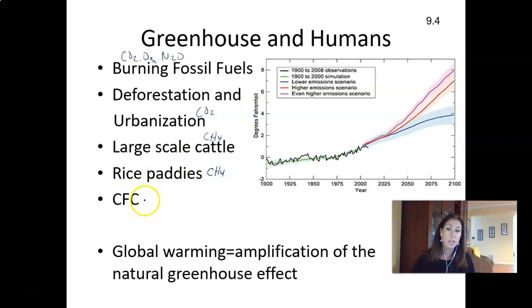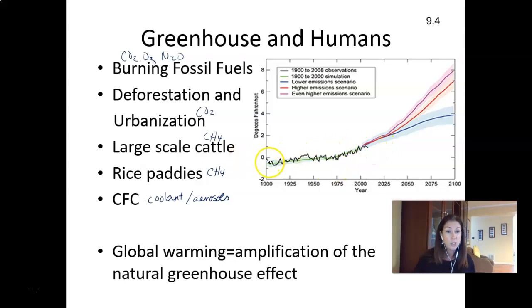And then CFCs, like we said, for coolants and aerosols, is an entirely man-made chemical that acts as a very powerful greenhouse gas. So what we're seeing is that with the increase of all of these greenhouse gases, we are seeing an increase in our temperature.